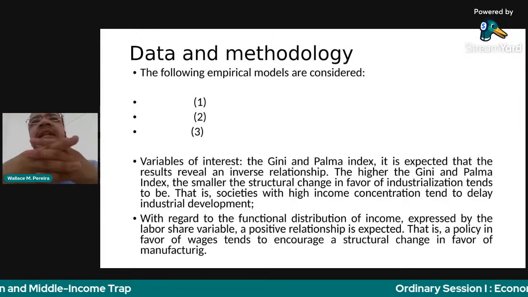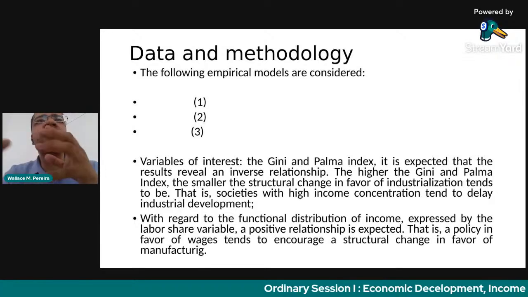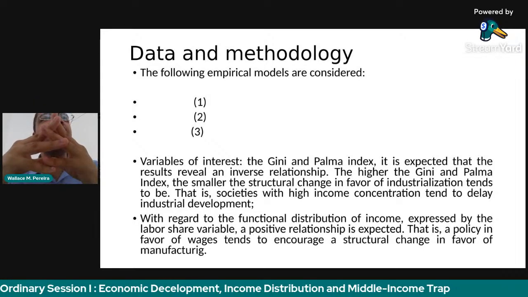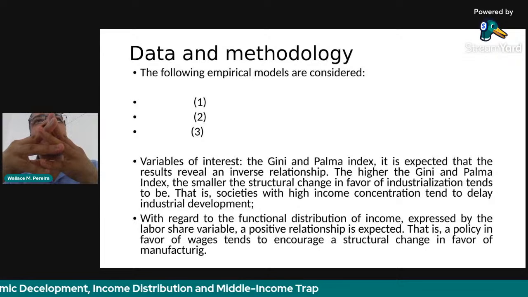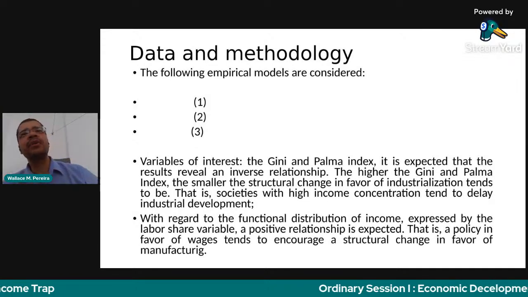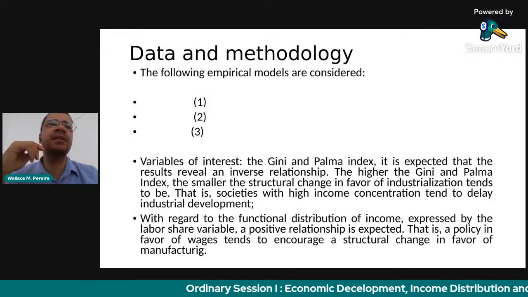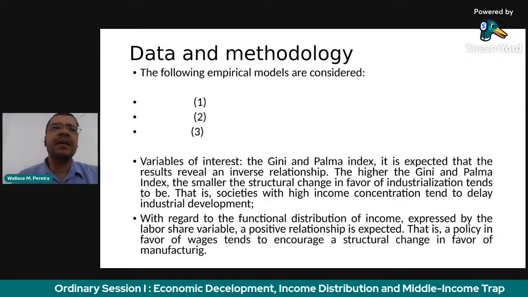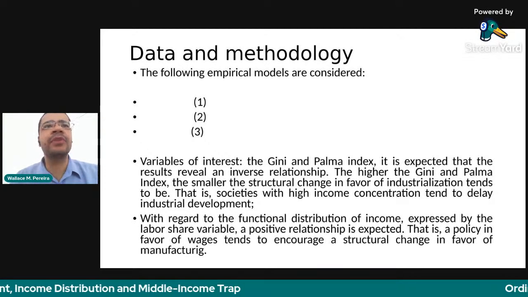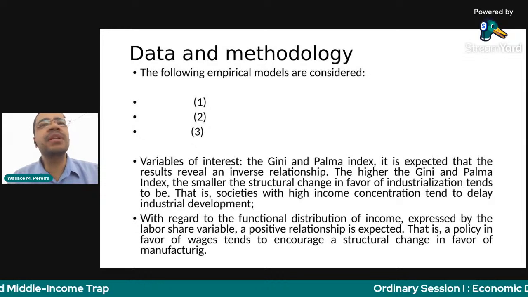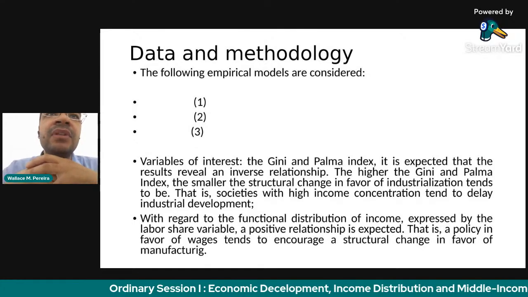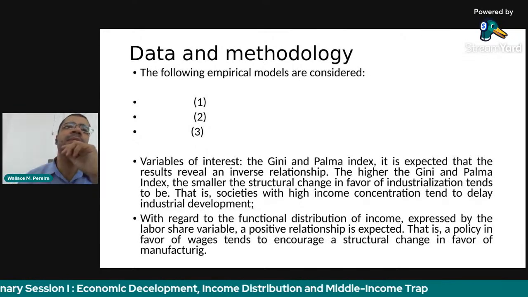For the Gini and Palma indices, it is expected that the results reveal an inverse relationship. The higher the Gini and Palma index, the smaller the structural change in favor of industrialization tends to be. That is, societies with high income concentration tend to delay industrial development. With regard to the functional distribution of income, expressed by the labor share variable, a positive relationship is expected. That is, the policy in favor of wages tends to encourage structural change in favor of manufacturing.